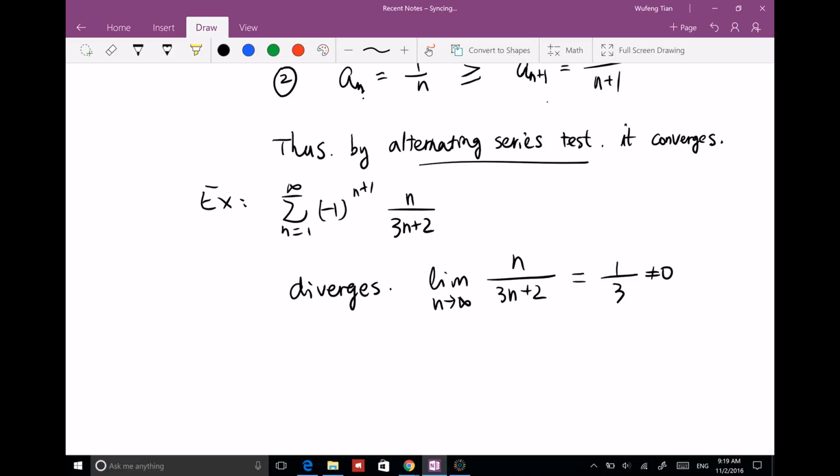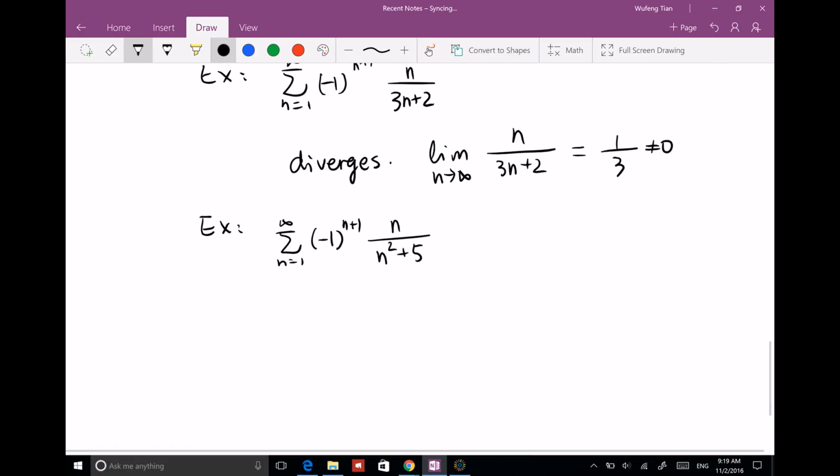Next example. The sum from n equals 1 to infinity of negative 1 to the power n plus 1, times n over n squared plus 5. Whenever you see the negative 1 to the power of some n, always use the alternating series test. Can you do this one? Try this one by yourself.